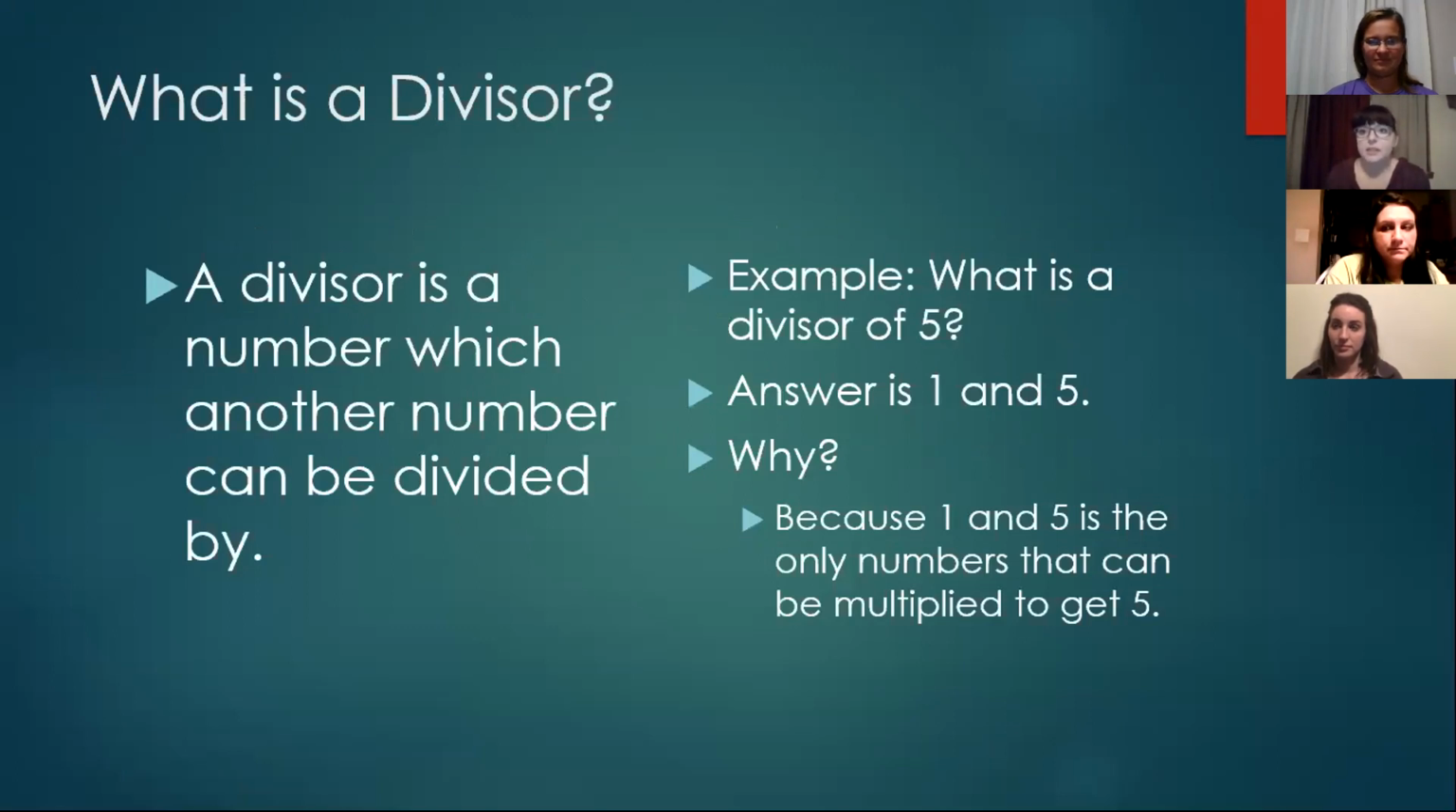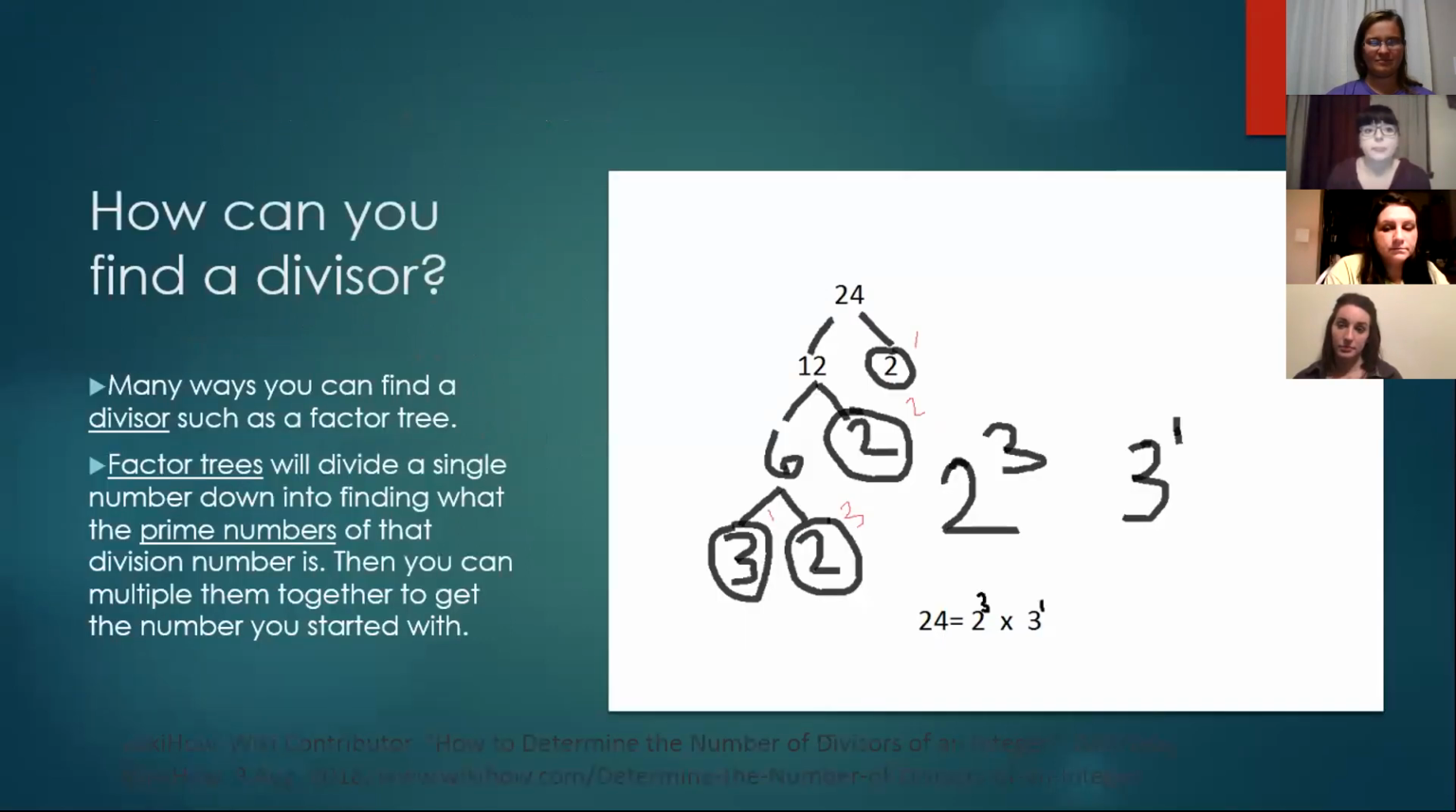For example, what is a divisor of 5? That answer would be 1 and 5. That's because 1 and 5 are the only numbers that can be multiplied to get 5 or divided by to get 5. So how do you find divisors? You can use factor trees, you can do long division, and there are other methods you can use to find a divisor. Today we're going to do a factor tree example on how to find those.